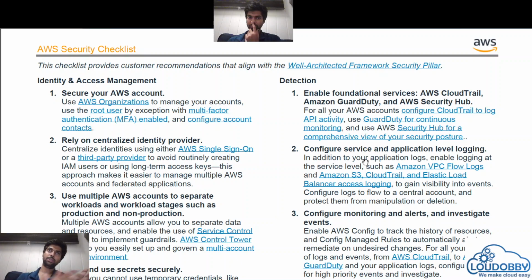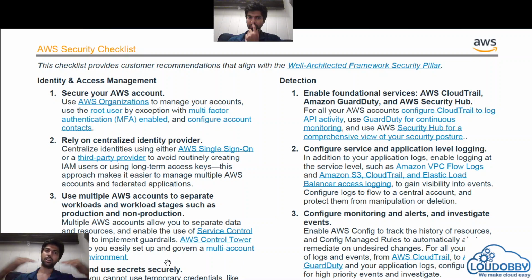Even if it is one account or multiple accounts, the cost is going to be the same. And separate accounts enable the use of service control policies to implement the guardrails. Guardrails is just to get the logs. AWS Control Tower can help you easily set up and govern multi-account AWS infrastructure.